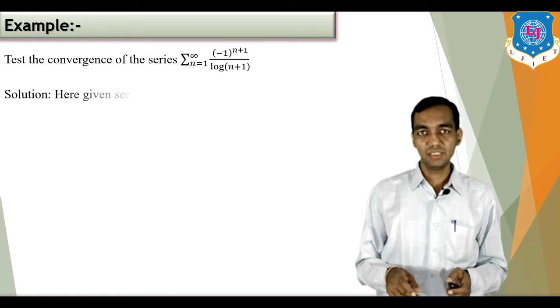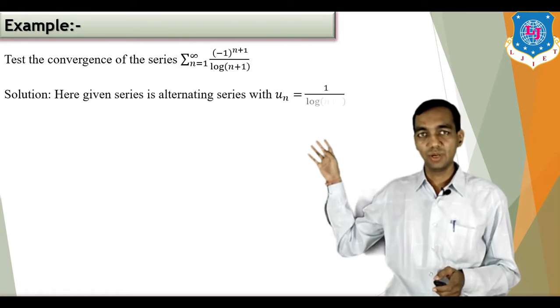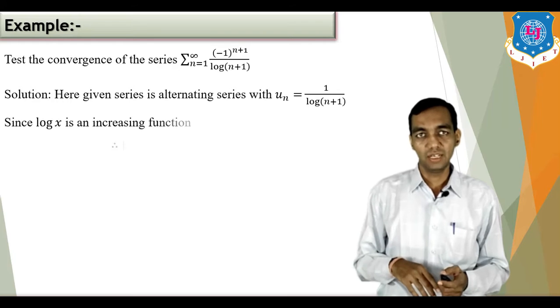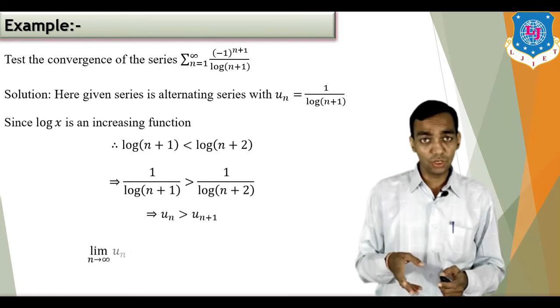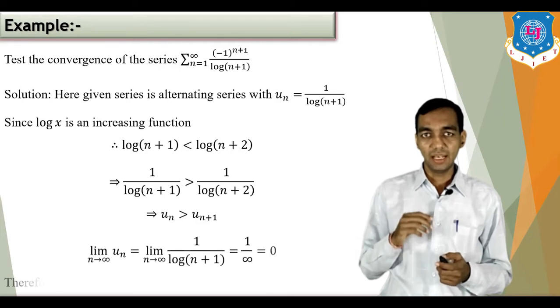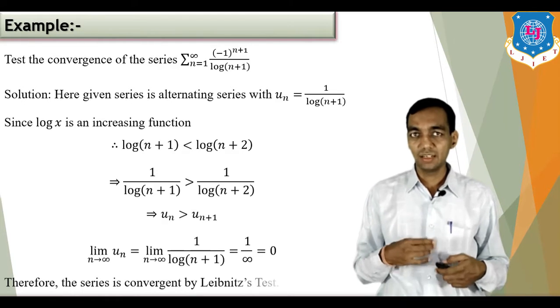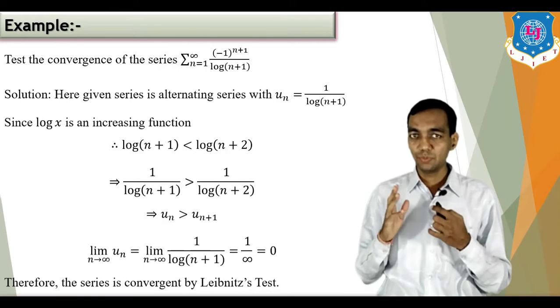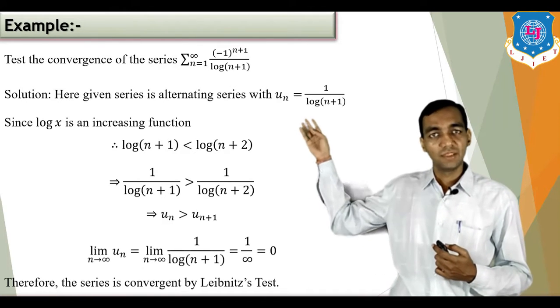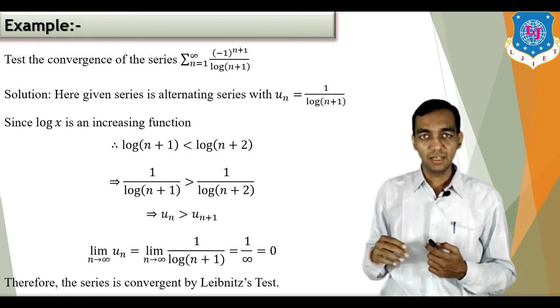Test the convergence of the series sigma minus 1 raised to n plus 1 divided by log of n plus 1, where n is running from 1 to infinity. Now your un is 1 upon log of n plus 1, because we have an alternating series, so the power of minus is neglected. Only the positive term part is 1 upon log of n plus 1, correct?